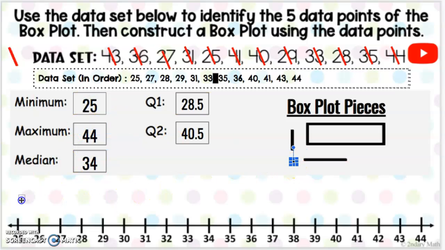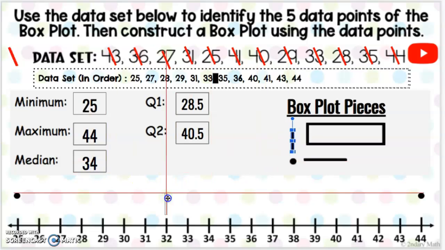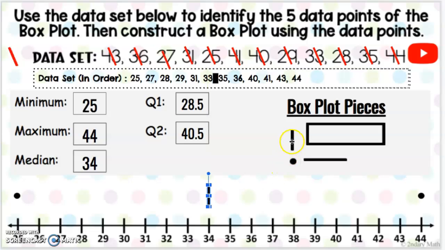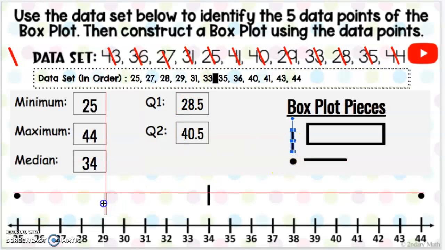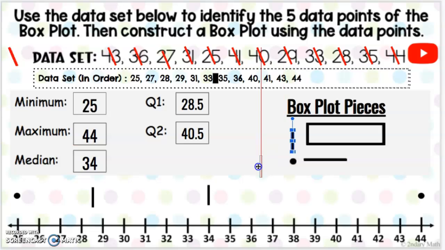All right, now we're going to plot our minimum. So the minimum is 25, so I'm going to plot that minimum, the smallest dot, over 25. Maximum is going to be over 44. The median is going to be the middle number. So I'm going to take this little line, and the median is 34. Then I'm going to put a line at quartile 1, which is 28 and a half, in between 28 and 29. And then quartile 3, my bad, is going to be 40 and a half.